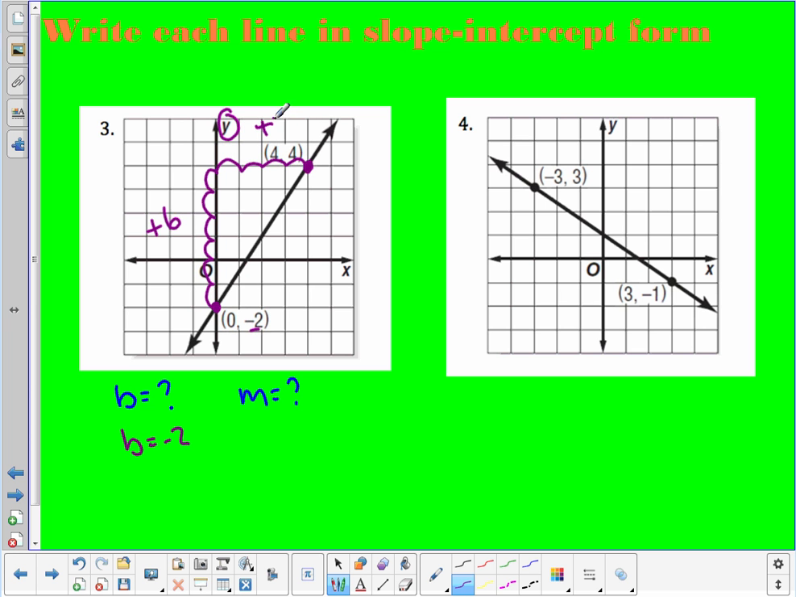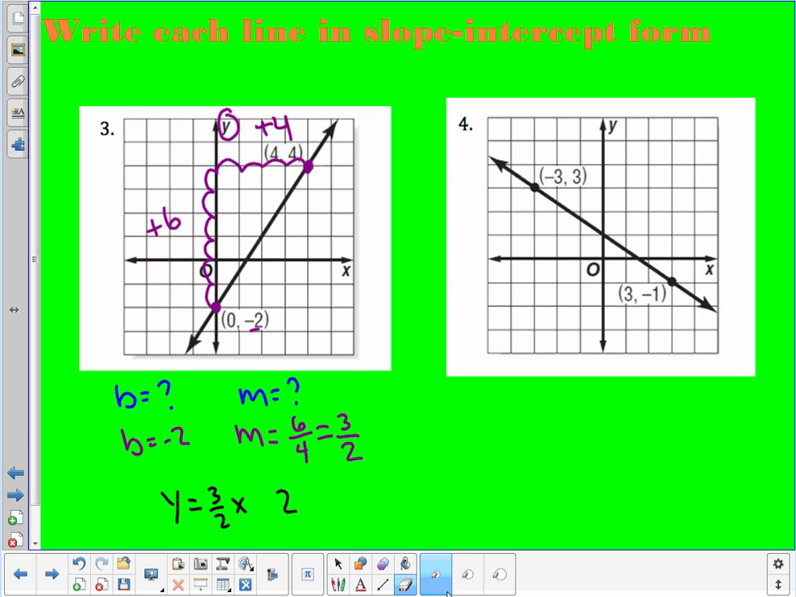That's a +4 run. So the slope here is 6/4, but we always want to write things as reduced as possible, so this is the same thing as saying 3/2. So in slope-intercept form, this looks like y equals 3/2 x plus 2. Oh, sorry, -2. I didn't see my little minus sign there. -2. So there's my slope-intercept form.